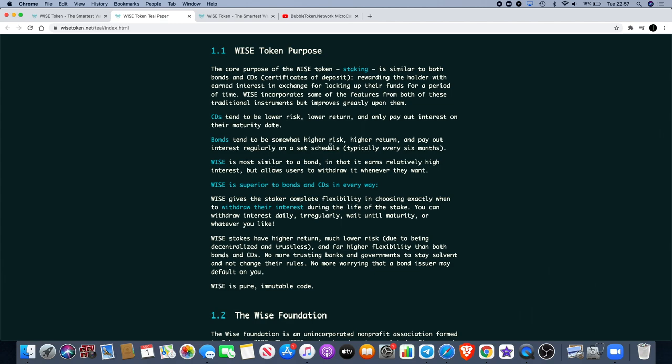Bonds tend to be somewhat higher risk, higher return, and pay out interest regularly on a set schedule, typically every 6 months. So even with bonds, you can't just take out your rewards straight away or whenever you want. They have set schedules, which they say is typically every 6 months. So every 6 months, you can take out your interest and you can bank that.